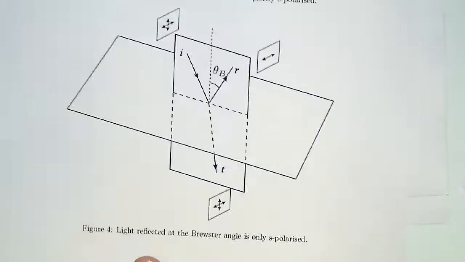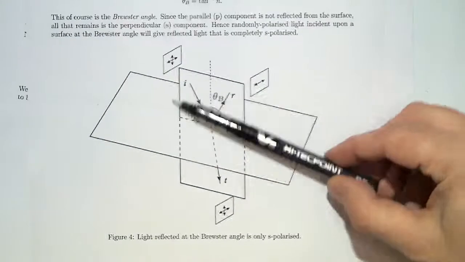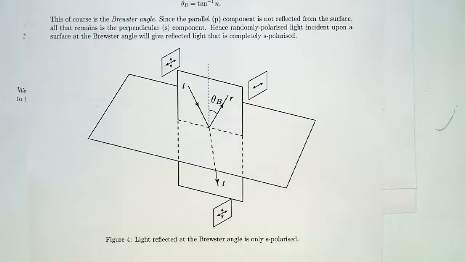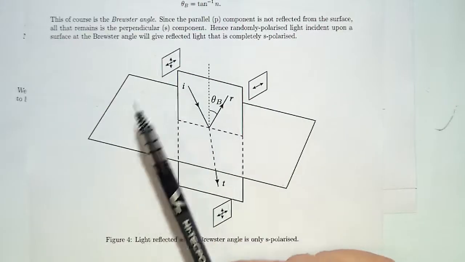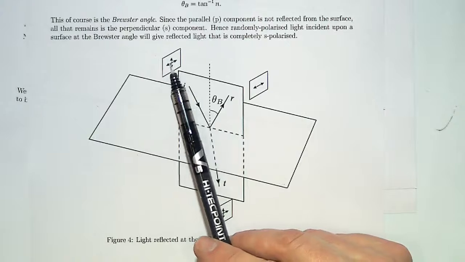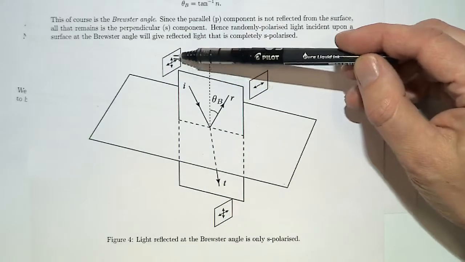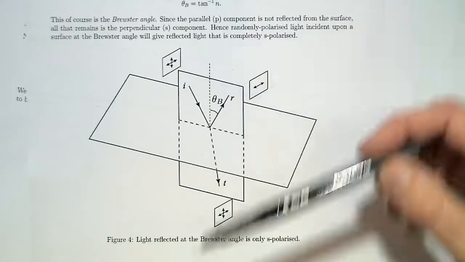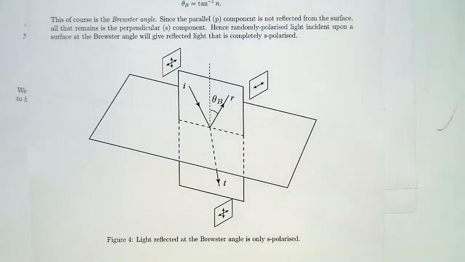So here is a picture of what's going on. This is the same picture we had before. We have the plane of incidence, right? And we imagine the two components coming in. Okay? So the S polarization is this one, the one that's going transverse, and the p-polarization is the one that's going this way in the plane of the incidence. So this is our incident wave, which we're saying is at theta B.